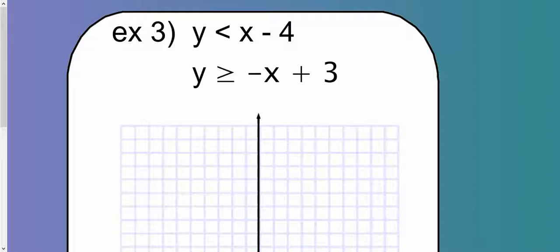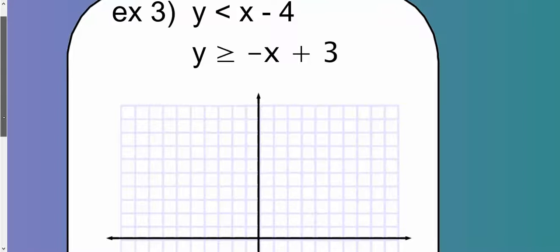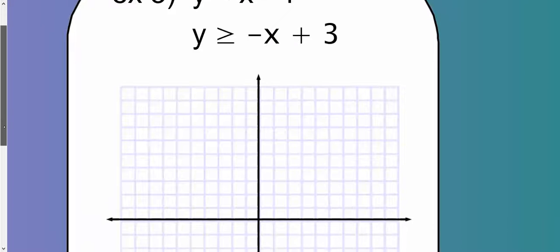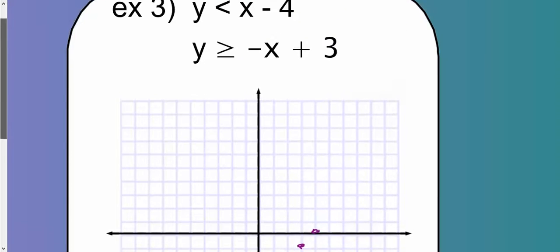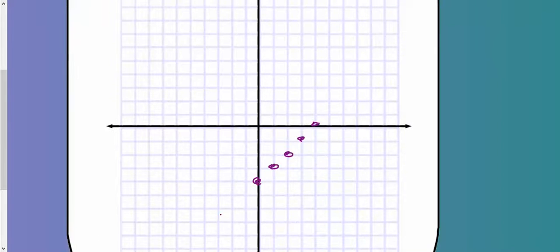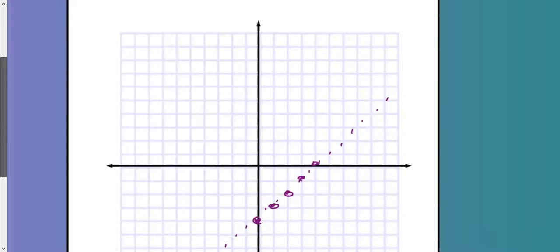Here's another example. Basically the same, except for these are both solved for y. I'll do this one quickly. Negative 4 is my y-intercept. My slope is 1 over 1. So down 4. And then slope is 1 over 1. Check to see if I need a solid or a dotted line. This one I need a dotted line. And then check to see which way I'm going to shade. Y is less than, so I'm going to shade this one below.